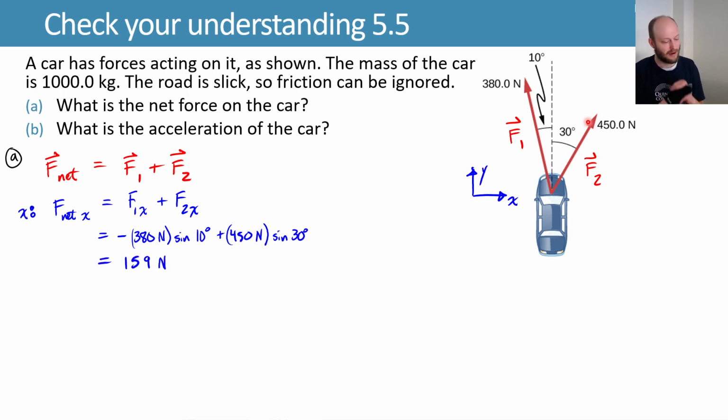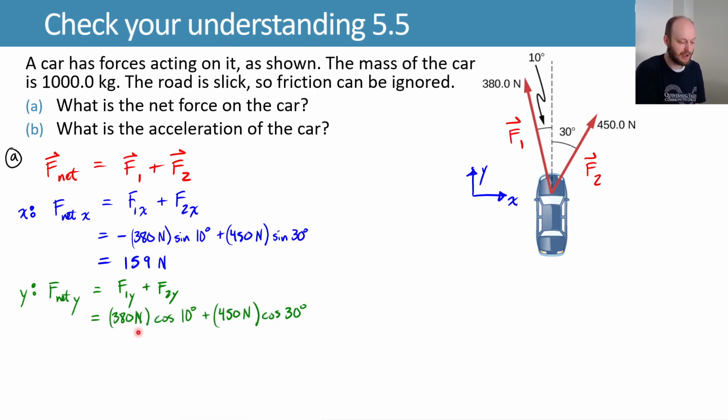Plugging those in, we get 159 newtons. So we have the X component of our resultant. We now do the same thing for the Y. We get these components, which are both going to be positive because they're both acting upward. And this will now be cosine of 10 to project this onto this axis. It's the adjacent side here, so cosine will give us the value we're looking for. And for F2, it will be cosine of 30. So we get 380 newtons times cosine of 10 degrees plus 450 newtons times the cosine of 30 degrees. And that should sum to 764 newtons.